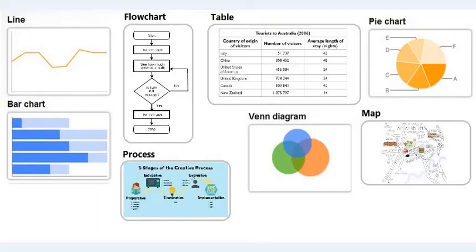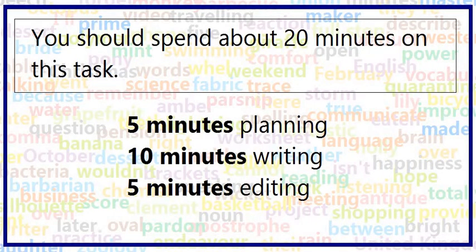And some of the graphs that you might be provided with include line graphs, bar charts, flowcharts or process diagrams, tables, maybe a Venn diagram, pie charts, and maps. You should spend about 20 minutes on Task 1, but do not start writing straight away.